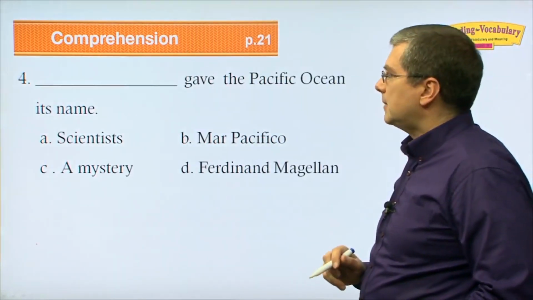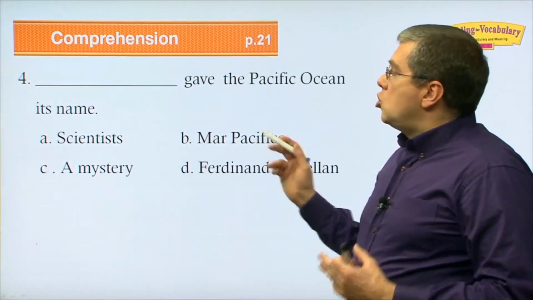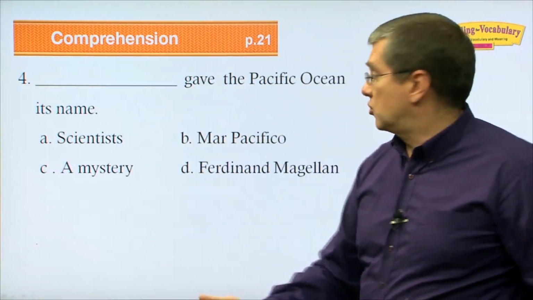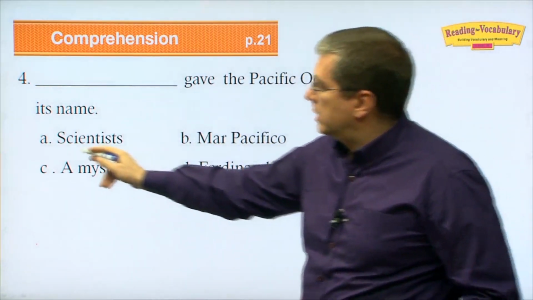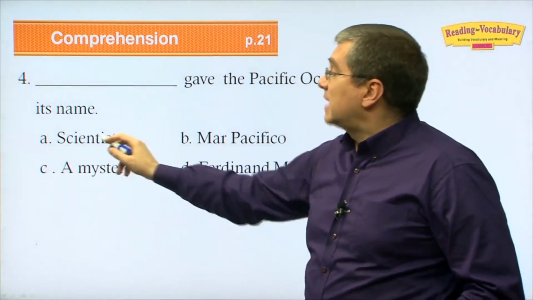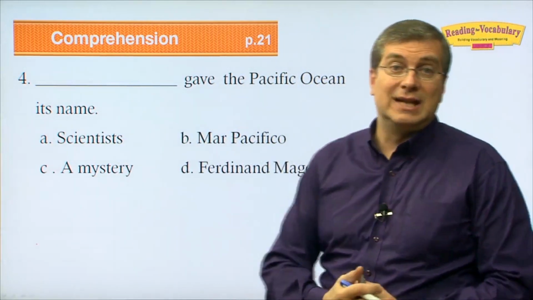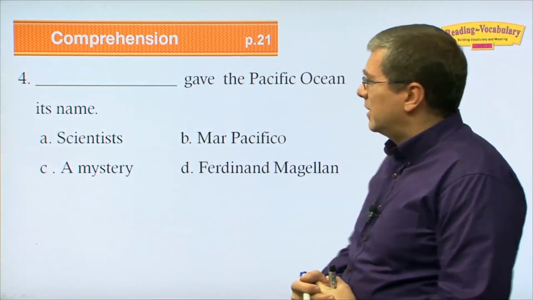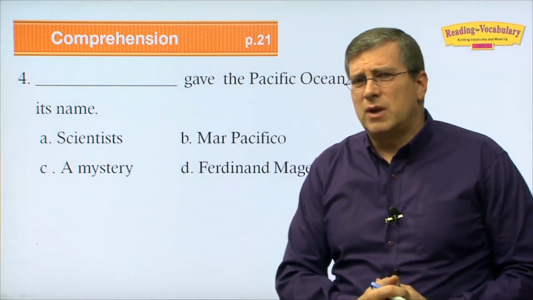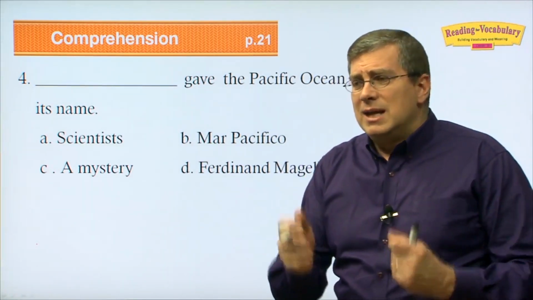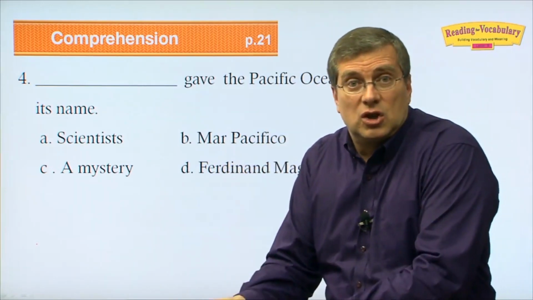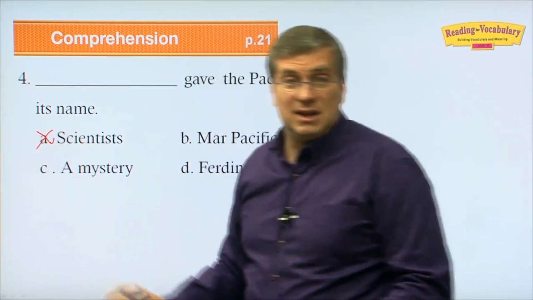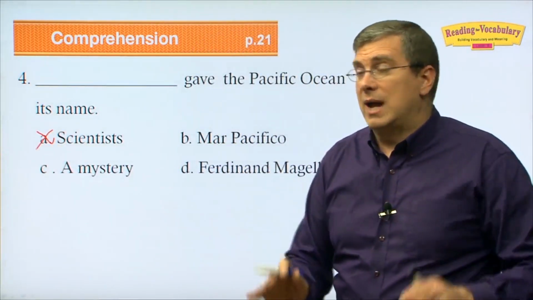Okay. Number 4. Who gave the Pacific Ocean its name? So who named the Pacific Ocean? We have different people here and one thing. Okay, let's take a look. Scientists gave the Pacific Ocean its name. In the passage, do we see that scientists gave the Pacific Ocean its name? No, the passage was talking about scientists in the way that scientists don't know what fish are at the bottom of the ocean. It didn't say anything about scientists giving the ocean its name, so that's not correct.